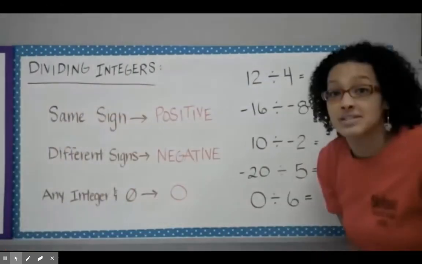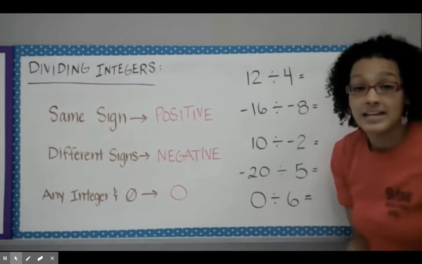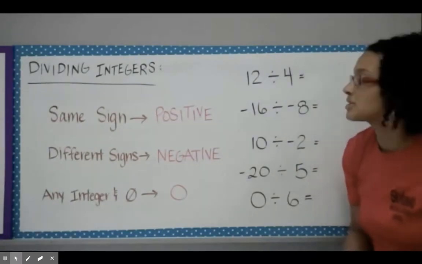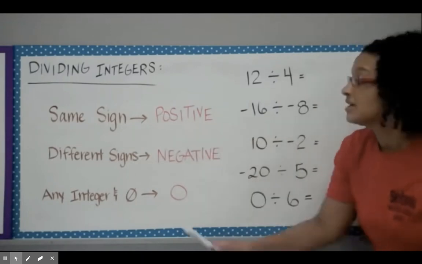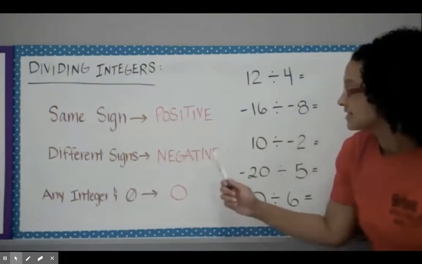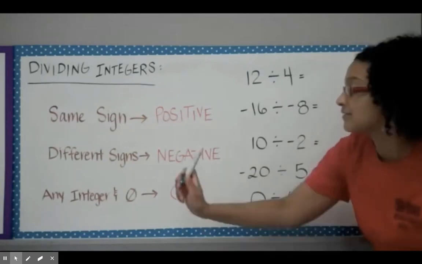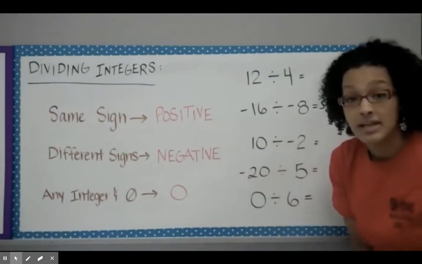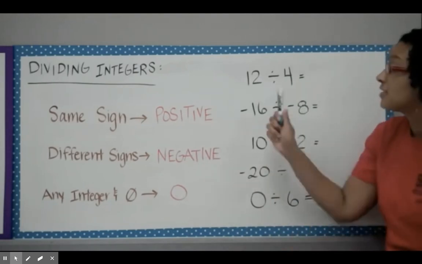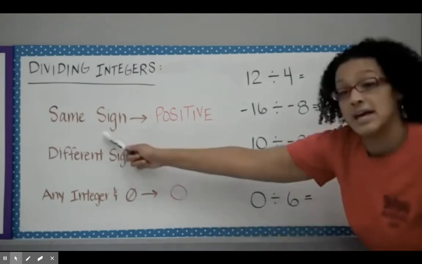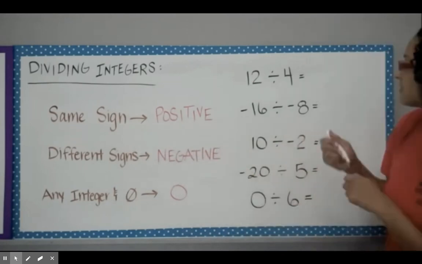Okay, if we move on to dividing integers, it uses the exact same rules. So if our two numbers have the same sign, our answer is going to be positive. If our two numbers have different signs, our answer is going to be negative. And if we are dividing 0 by any integer, our answer will be 0. So 12 divided by 4, they're both positive.